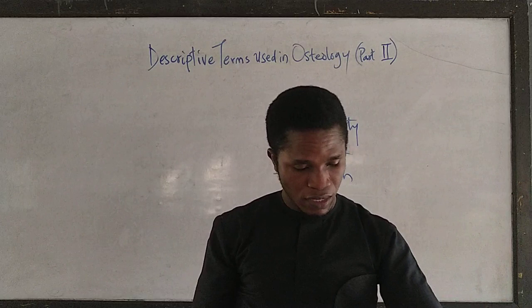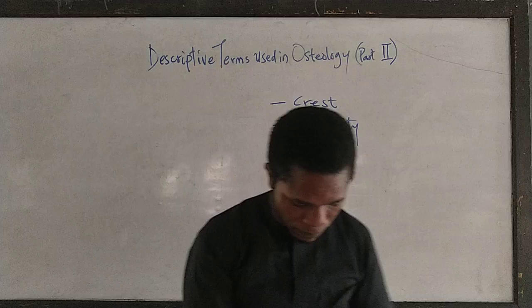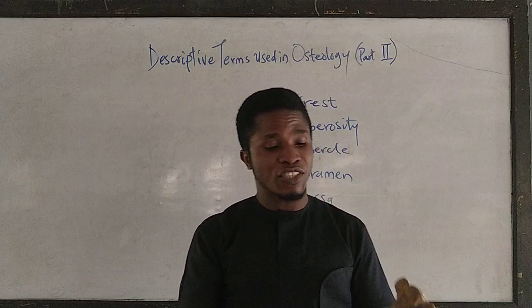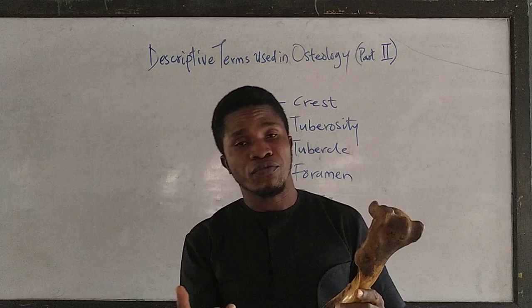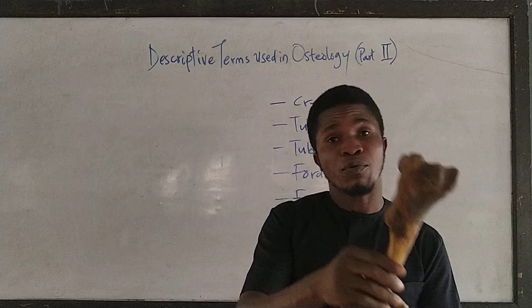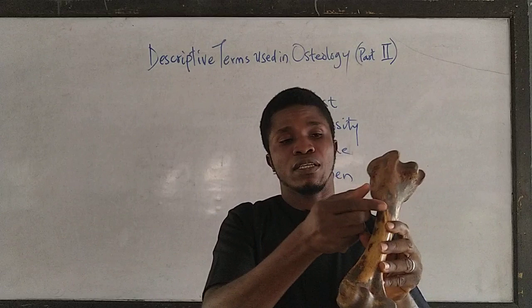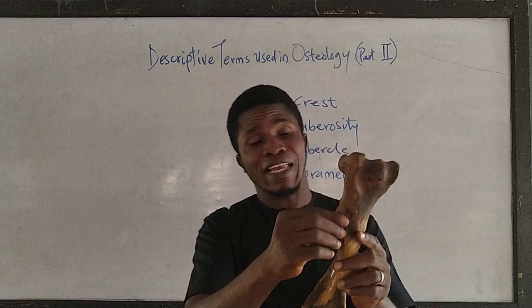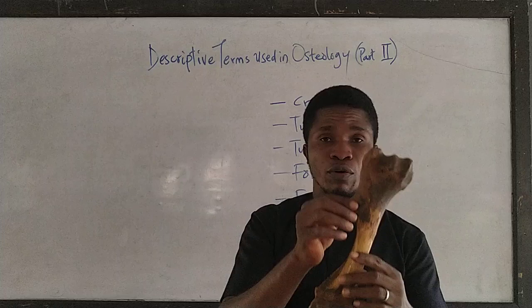The second term we shall be looking at is a tuberosity. A tuberosity is a large rounded non-articular projection, which could be rough or smooth on the surface of a bone. An example we have here is the deltoid tuberosity. On this deltoid tuberosity is the attachment of the muscle called deltoideus muscle.